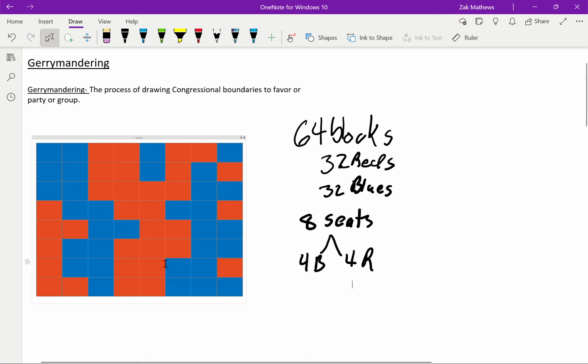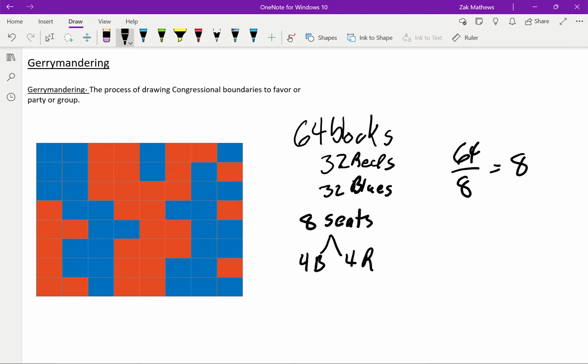When we're drawing our congressional districts in, there are, like I said, very few rules. They have to be an even number of seats. So if we think about 64 total blocks, or we'll say 64 households, 64 divided by 8 total seats means that there needs to be 8 blocks per seat or per district. So when I want to create my districts, they have to contain sets of 8.